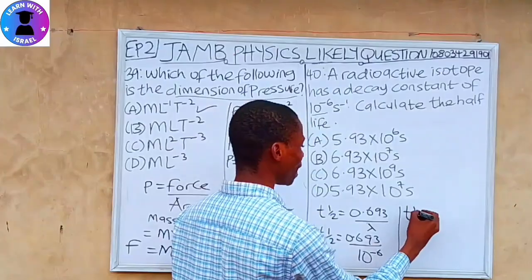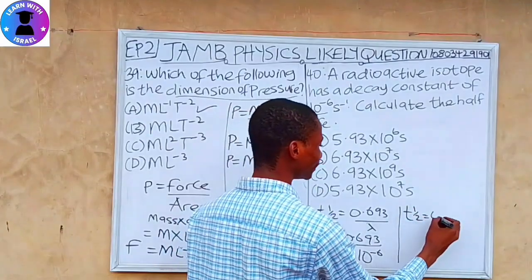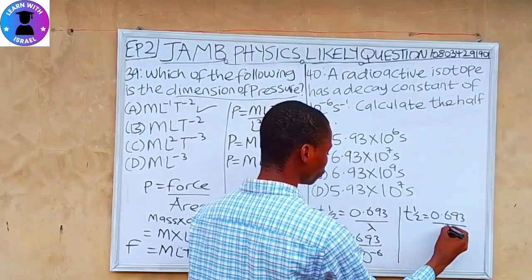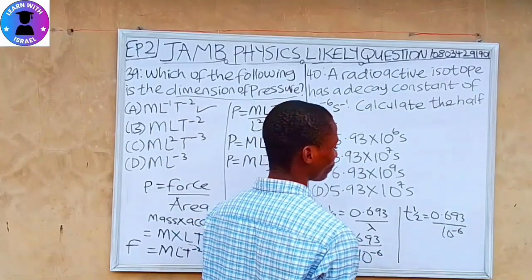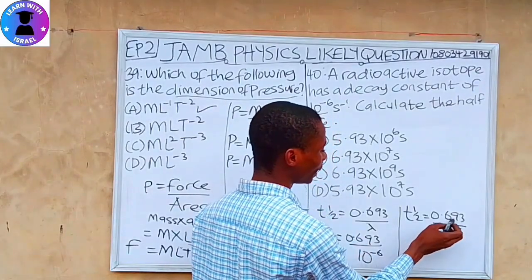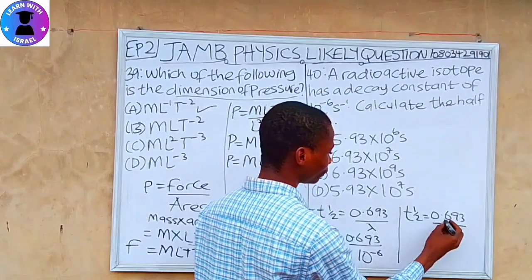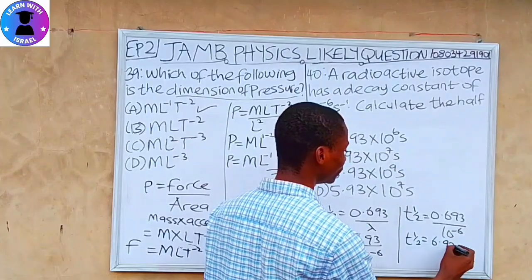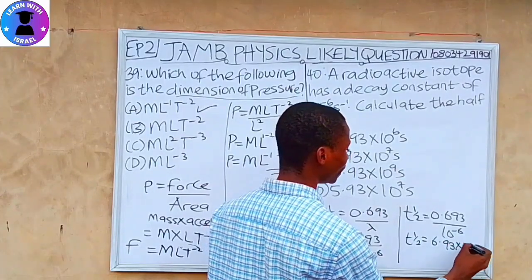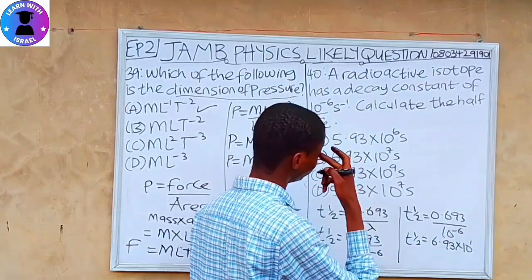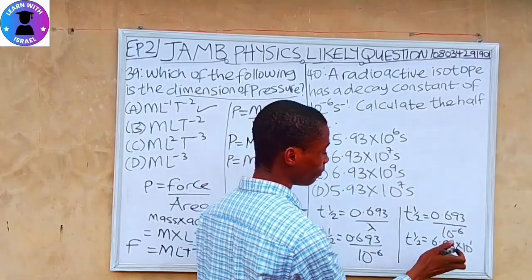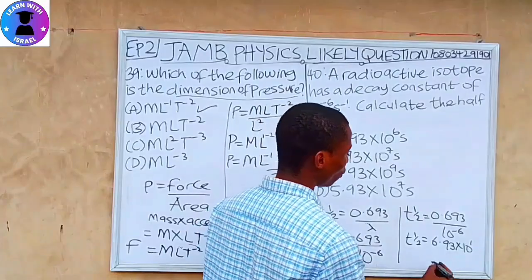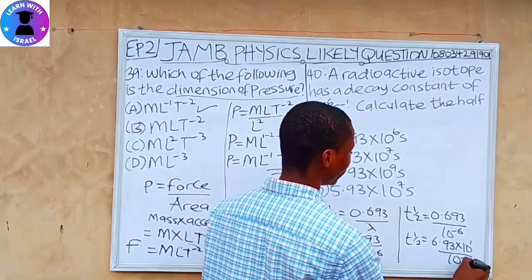So our half-life equals 0.693 all over 10 raised to the power minus 6. So let's change this to standard form. We now have T half, which is half-life, equals 6.93 multiplied by 10 raised to the power 1 over 10 raised to the power minus 6. I hope you understand this simple math.